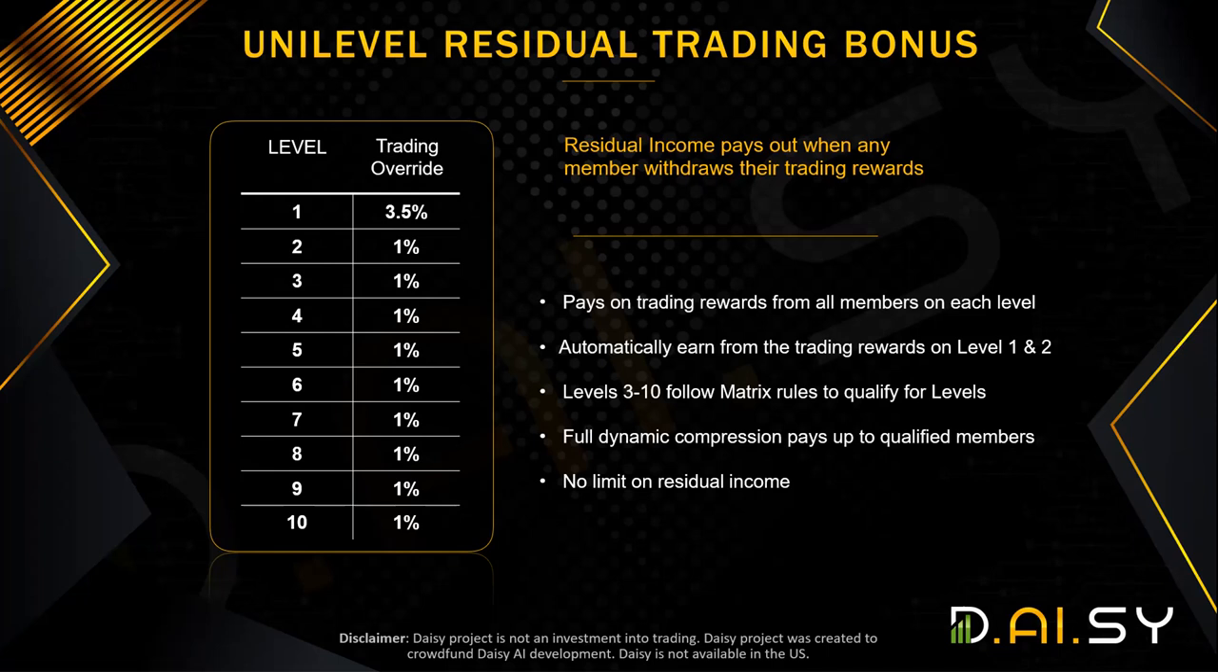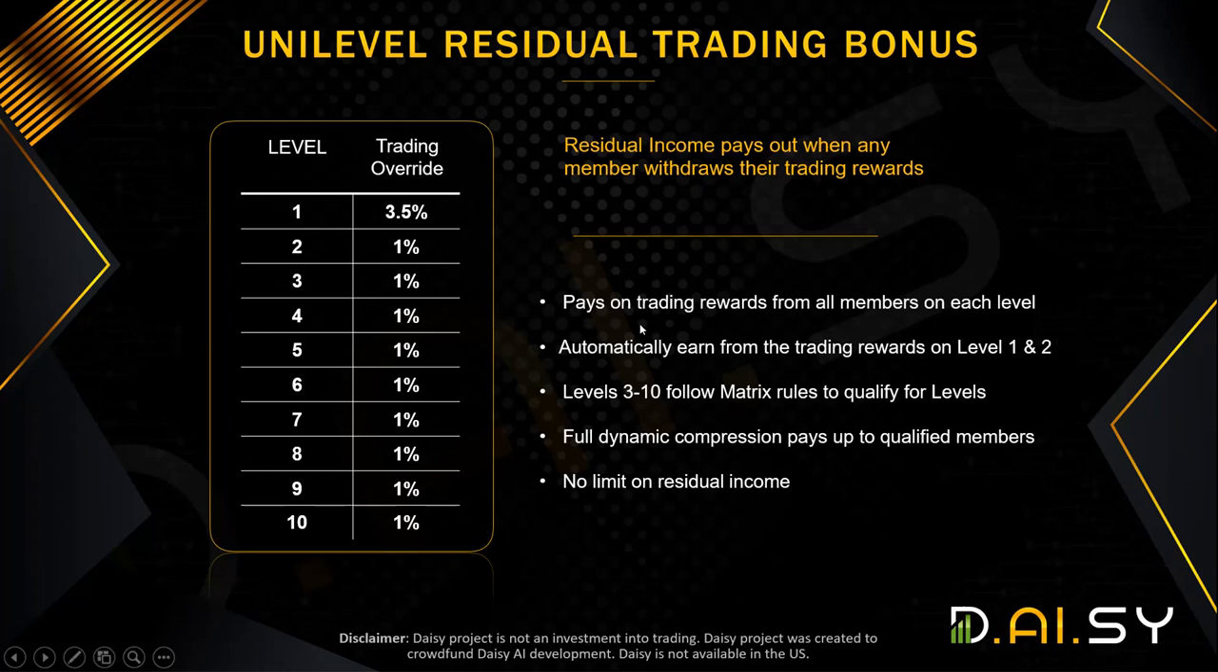All the other money that is happening, because you referred somebody, you only refer somebody once. The key is the passive income, what comes after. If those people keep getting money, you make money. So this unilevel residual trading bonus pays on trading rewards from all members on each level, all of them, automatically. It earns from the trading rewards on level 1 and 2. Level 3 to 10 follow matrix rule to qualify for levels.